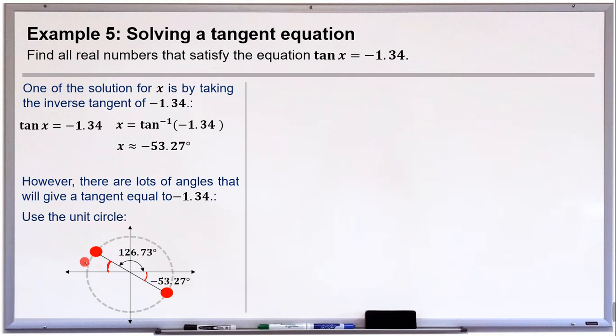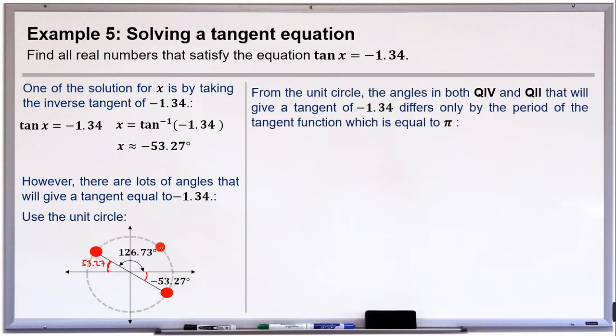So this one is equal to 53.27. So 180 degrees minus 53.27 will give us the angle in standard position of this spot, that is 126.73. Next, from the unit circle, the angles in both quadrant 4 and quadrant 2 that will give a tangent of negative 1.34 differ only by the period of the tangent, which is equal to pi, or 180. So it's very obvious, no? The difference of these two is equal to 180 degrees, or pi, or a straight angle.